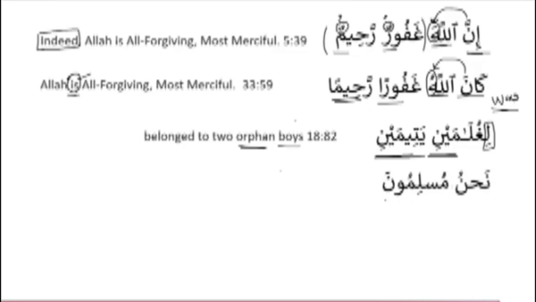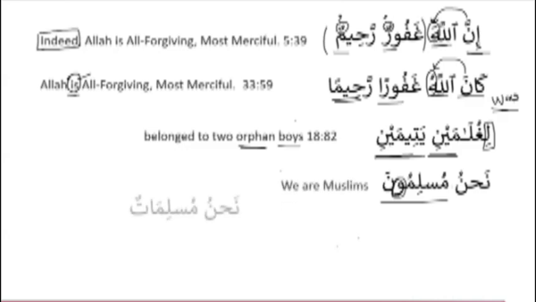Muslimuna, please tell me the i'rab of Muslimuna. Yes, please. What's the i'rab of Muslimuna? Marfu'. Excellent. Why is it marfu'? Because it has the una sound or it has wow. Yes. It has the una sound or it has wow. Excellent. So, nahnu muslimuna, we are Muslims.